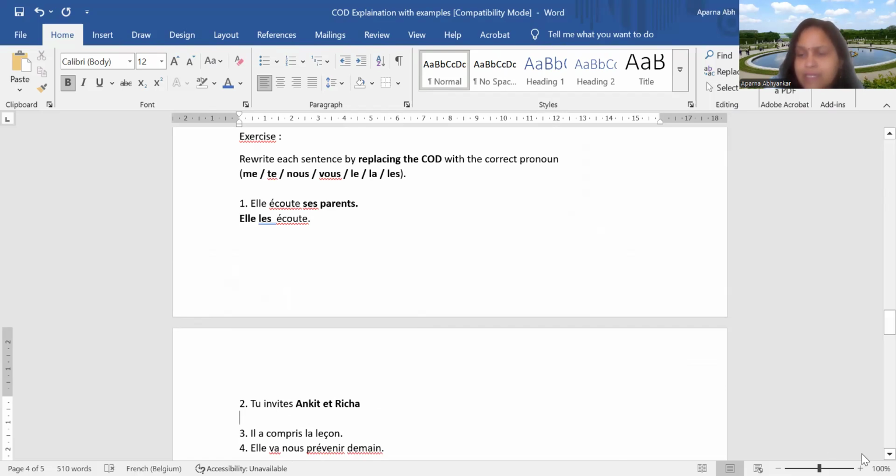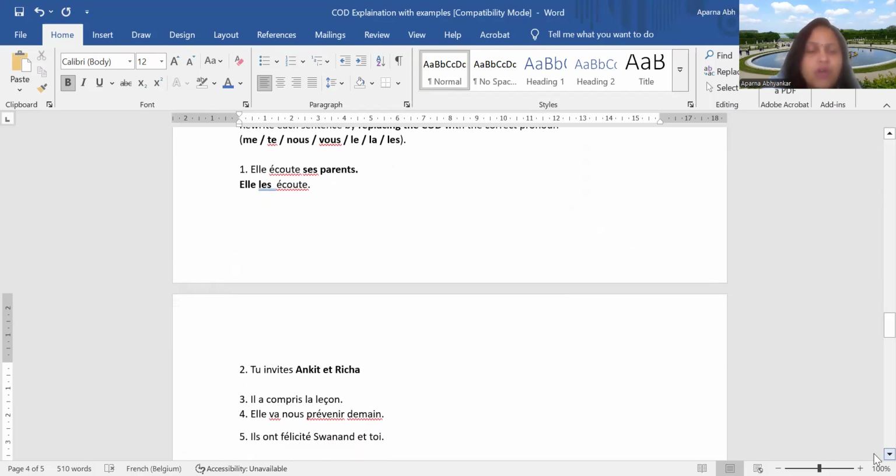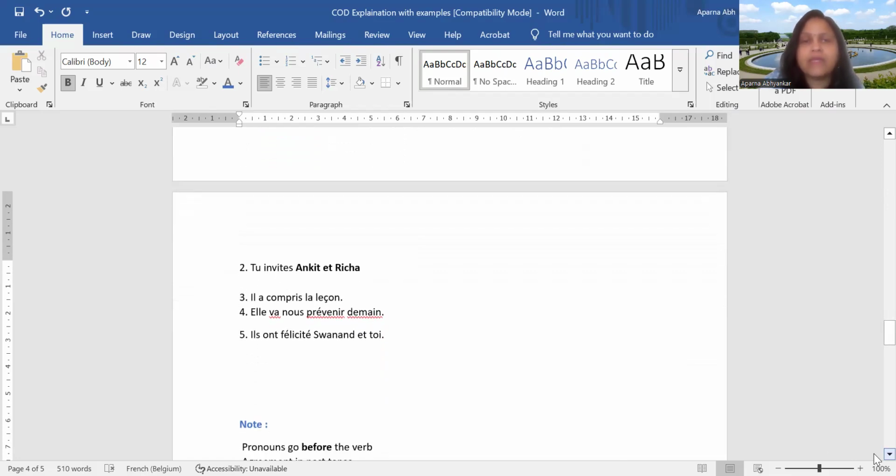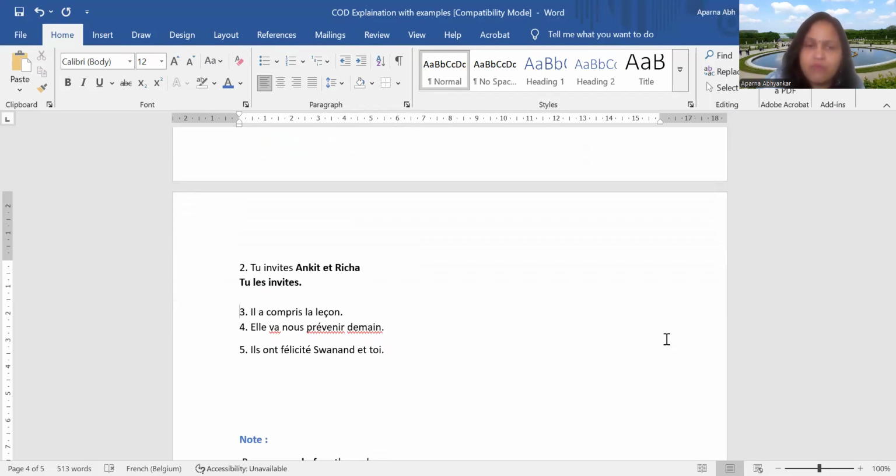Now see the second example. Tu invites Ankit et Richa. Now Ankit et Richa, third person plural. For that again we have les. So tu les invites. The answer will be tu les invites. Ça va? Placement will be before the verb, which is inviter.